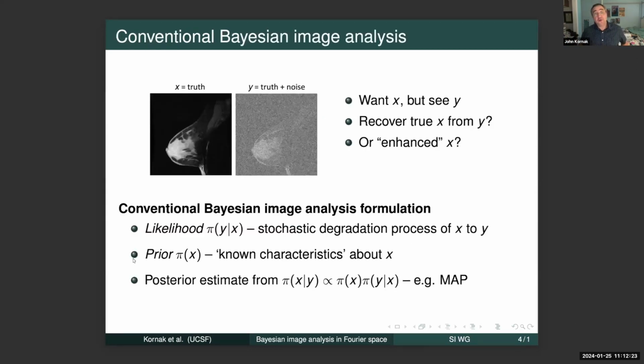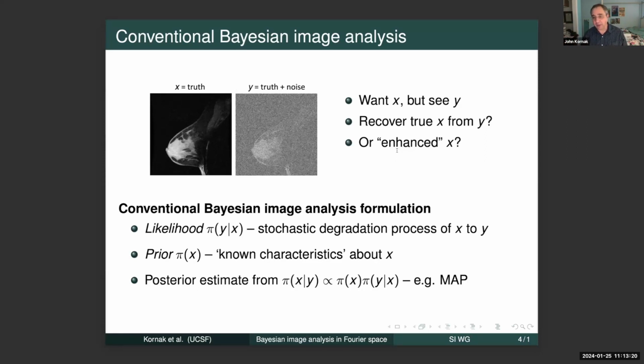Okay. So conventional Bayesian image analysis, a little description of how I perceive it. Others may have a different view, but looking at the image on the left, this is a scan of a breast that has a tumor in it. We can actually obtain very high resolutions, but for illustration purposes, I'm imagining a scenario where for this kind of imaging, you can only get the truth with a lot of noise thrown in as well. So this would be what you actually observe, Y being the truth plus noise. What you really want to do is recover X just from observing Y. Or maybe you want an enhanced X, one where the tumor stands out in particular over and above the rest of the image.